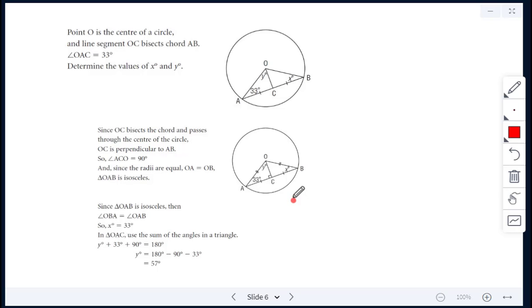And also we know that OC was a perpendicular bisector, so therefore we know this angle here is 90 degrees. So now that we know two of the three angles, 33 degrees and 90 degrees, we can figure out this angle Y. Just 180 degrees, subtract 90, subtract 33 degrees, and we get Y is equal to 57 degrees.